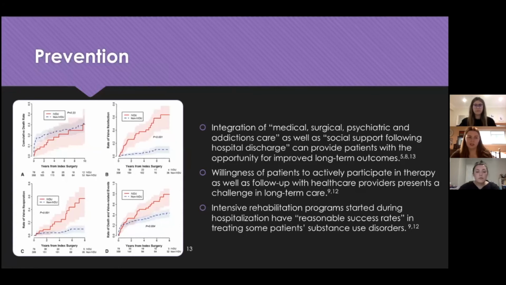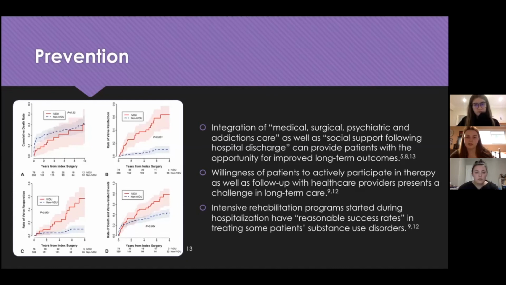So next, I'm just going to be talking about the prevention of readmission for infective endocarditis. The image on the left compares the curves of 4 clinical outcomes between this population and non-intravenous drug users, including overall death, valve reinfection, valve reoperation, and valve-related complications, which are all considerably higher for intravenous drug users with the exception of overall death. The integration of medical, surgical, and psychiatric and addictions care, as well as social support following hospital discharge, can provide patients with the opportunity for improved long-term outcomes.